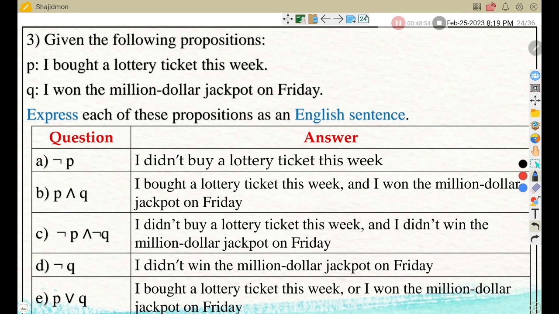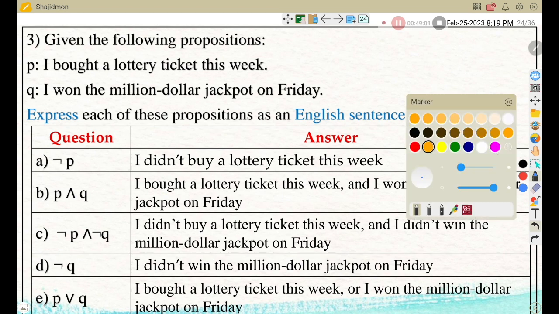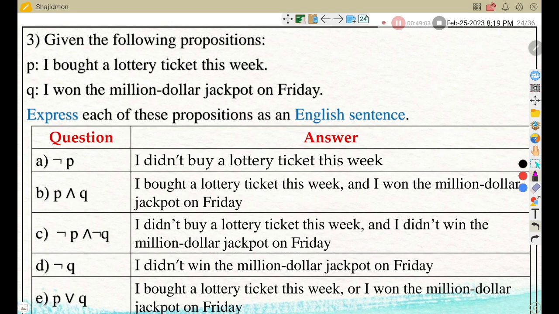Here the answer is also mentioned, so for better understanding I can reduce the writing time duration. Okay, what is the question?